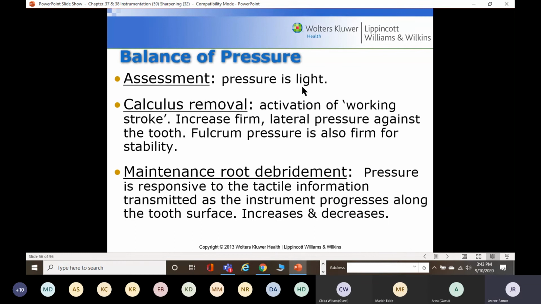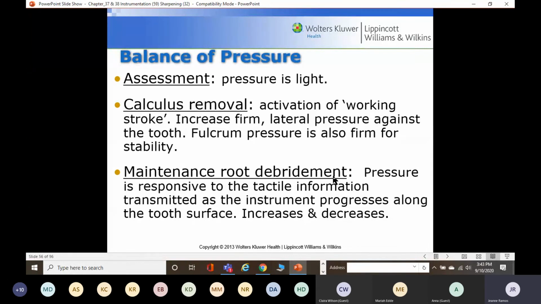Once again, on assessment, the pressure is light. Calculus removal, you activate the working stroke. You're going to increase firm lateral pressure against the tooth. The fulcrum pressure is also firm for stability, but not heavy.